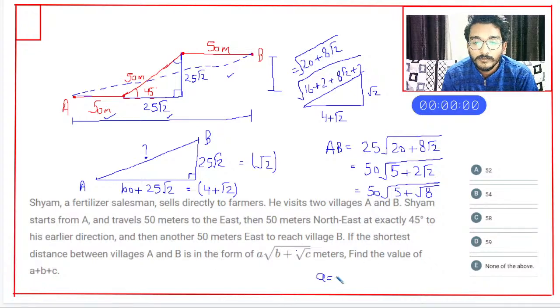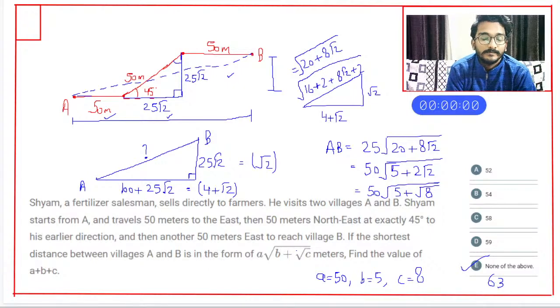I can say A equals 50, B equals 5, and C equals 8. So A plus B plus C is how much? 63. So none of the options is the correct answer. Is this question clear?